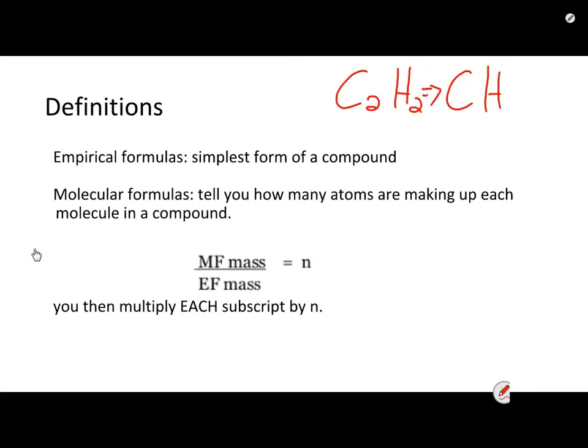Simplest form. If all your subscripts are even, you can at least divide by 2 and get to your simplest form. When you're at your simplest form, you should at least have one odd number in your subscripts. Molecular formulas tell you how many atoms are making up each molecule. So molecular formulas are much more specific. They tell you exactly how many carbons you have, exactly how many oxygens you have. But empirical formulas are simplified. They're easier to write, but they're not as specific.